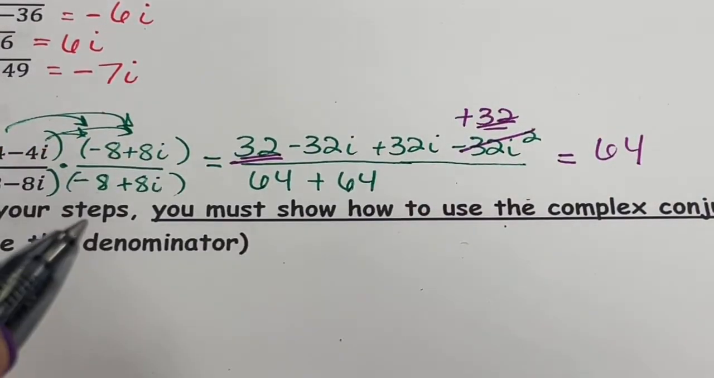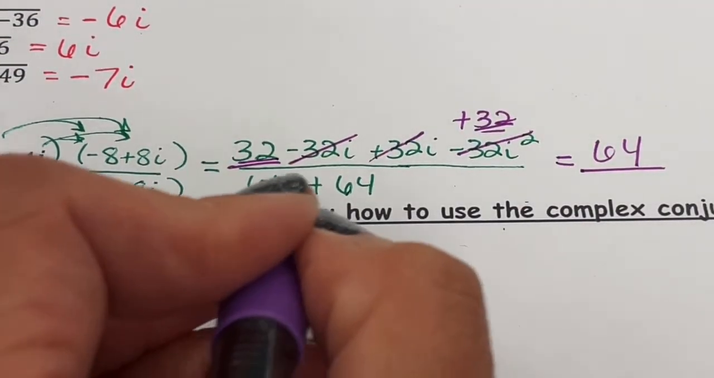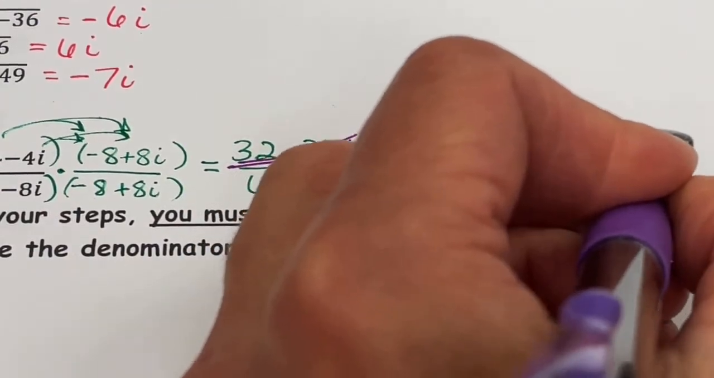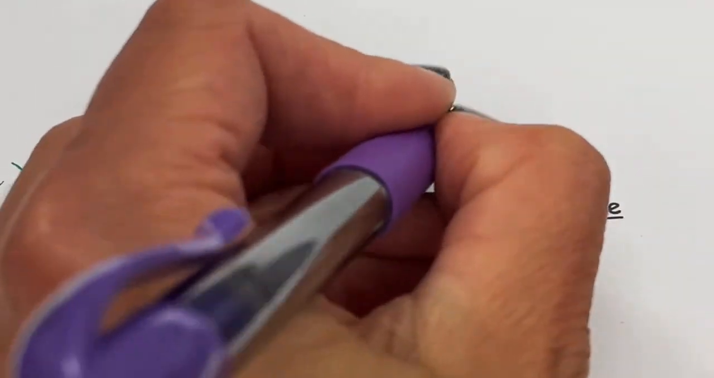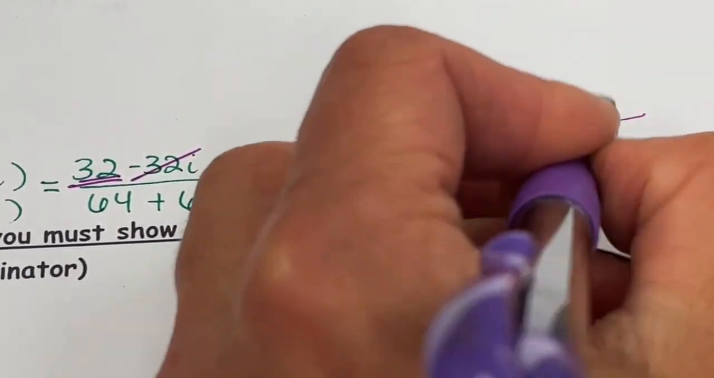Negative 32i plus 32i, those cancel. So all I have in the numerator is 64. In the denominator, 64 plus 64 is 128. Well, 64 goes into itself once and into 128 twice, so my final answer is just a 1/2.